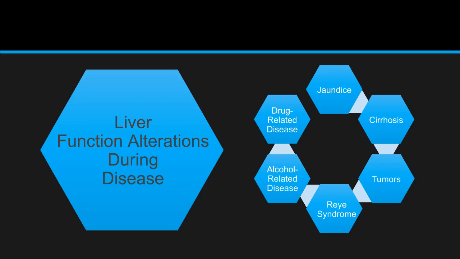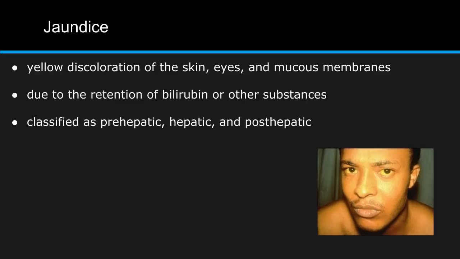Now let's take a look at how different disease states alter liver function. Jaundice is one of the oldest known pathological conditions reported. It is used to describe the yellow discoloration of the skin, eyes, and mucous membranes, most often resulting from the retention of bilirubin. Jaundice is most commonly classified based on the site of the disorder: prehepatic, hepatic, and posthepatic.